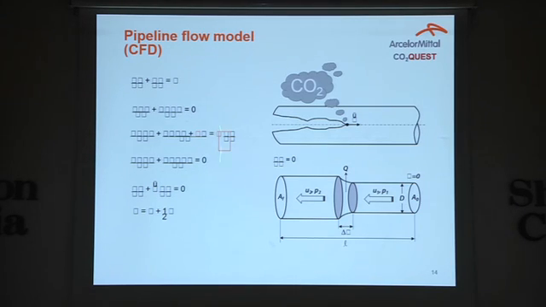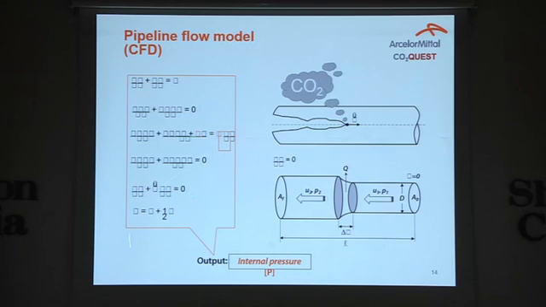But here we have some equations of state for the CO2. When the CO2 is being released from the pipe, then we have a fracture. We assume that we have a one-dimensional model to release CO2 from the pipe, and the output of these equations, which are partial differential equations, would be the internal pressure change in the pipe, which we apply to the model that we have.